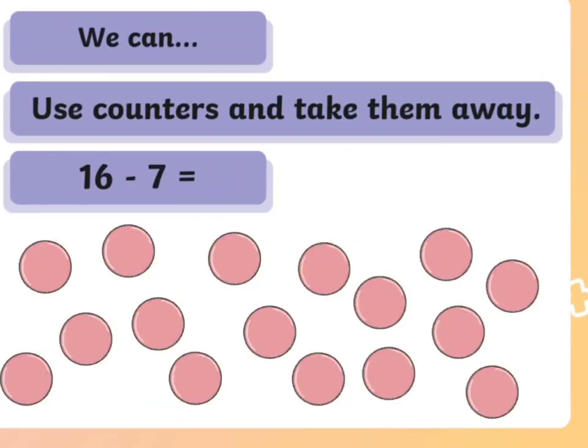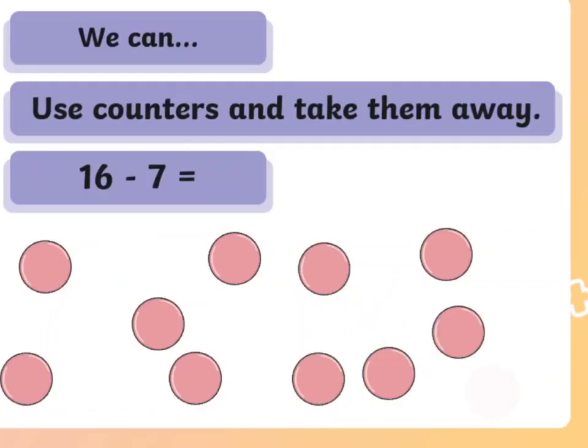Or we can use counters and take them away. We have 16 counters and we will take away 7. So 16 minus 7 equals 9.